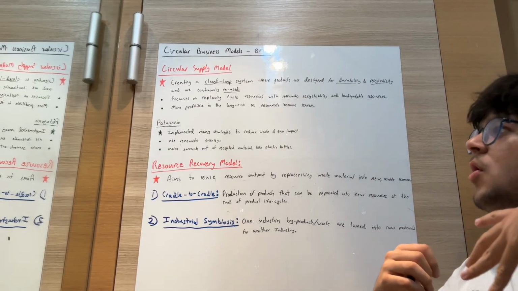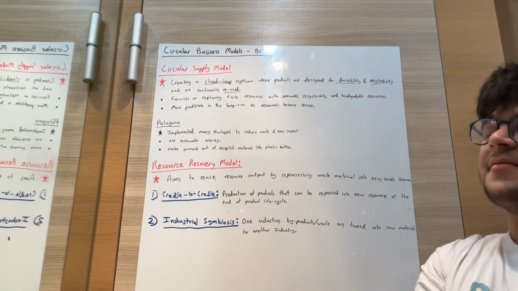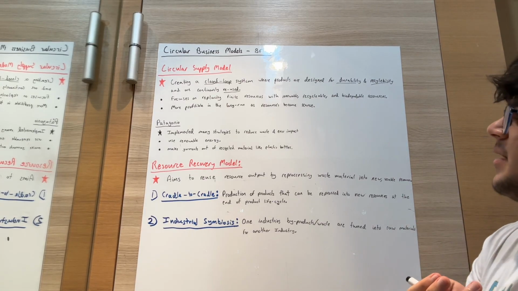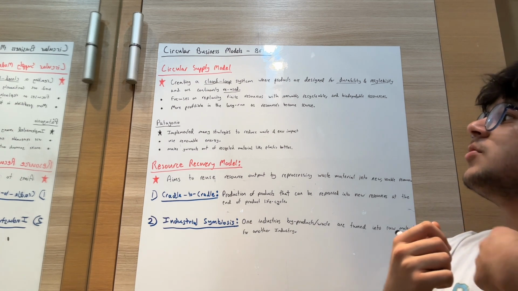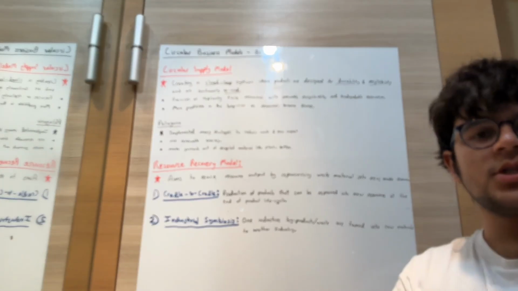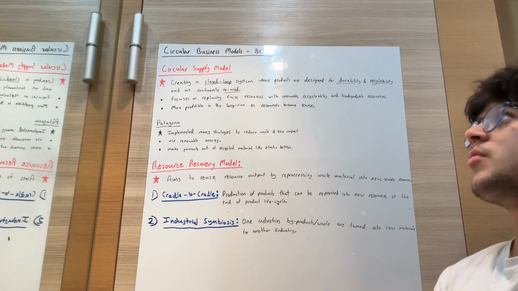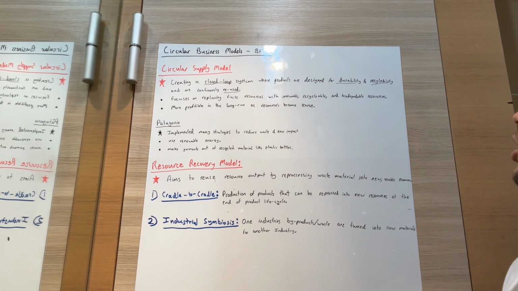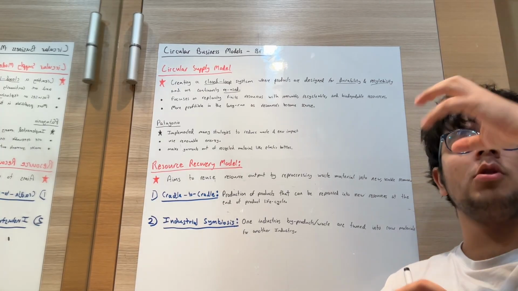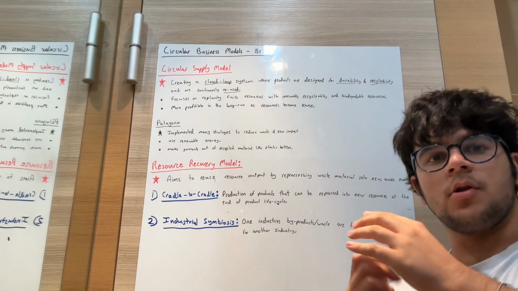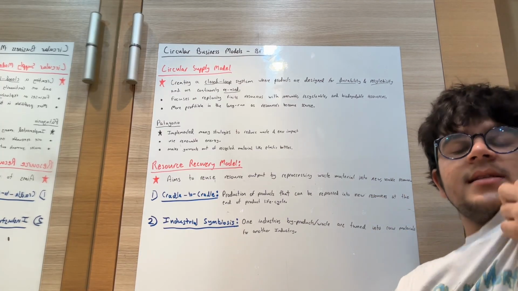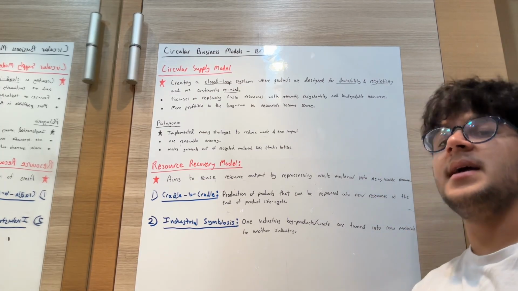It focuses on replacing finite resources with more renewable, recyclable, and biodegradable resources, okay? So it's the idea of producing products where you use a lot more recycled materials, and the products themselves are more recyclable, more durable, and able to be used for a much longer time, so that it is less harmful to the environment and you have to make less.